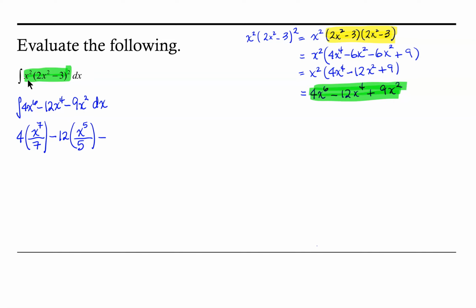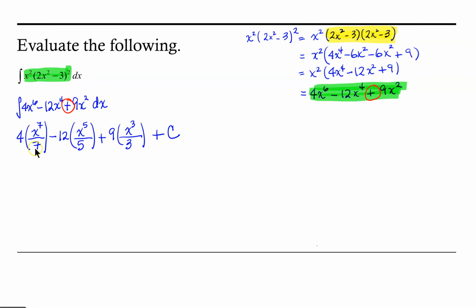and that should be a plus. I copied that wrong. Over here, that is a plus, so let's make sure we have a plus. So plus, our coefficient is 9, and then our antiderivative of x squared, adding 1 to the exponent, we'll get x cubed, and then dividing by that new exponent, we get 3. And then we'll have plus our constant of integration.